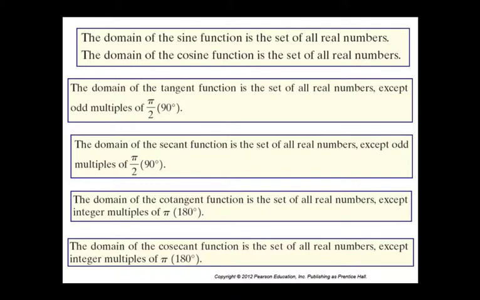What it says is that the domain of the sine and cosine functions is the set of all real numbers. We also say that the domain of the tangent function is the set of all real numbers except for odd multiples of pi over 2. The same holds for the secant function. The domain of the cotangent function is all real numbers except for integer multiples of pi. And the cosecant function is the set of real numbers except for integer multiples of pi.